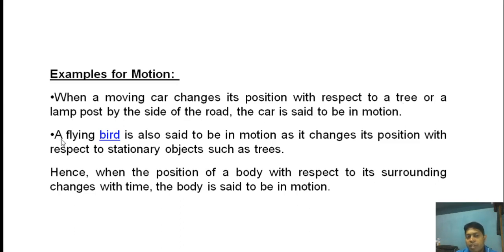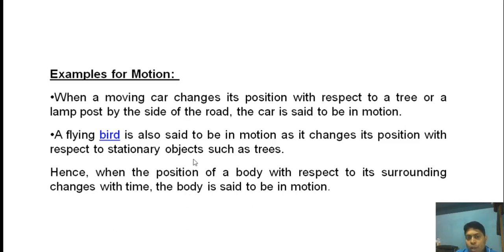Number 2, a flying bird is also said to be in motion. Why? As it changes position with respect to a stationary object. Which one is the stationary object? Such as trees. So trees are here and the birds are flying. From this stationary point, these birds are in motion. We can consider the birds to be in motion as they change position with respect to stationary objects such as trees.